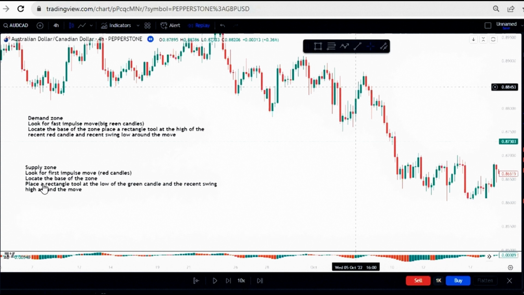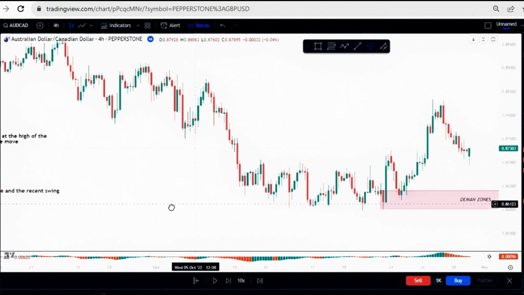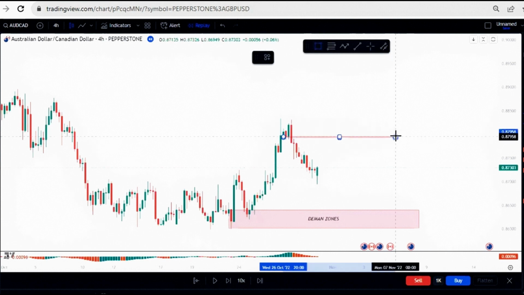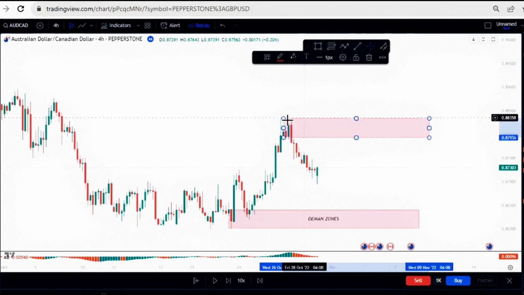Okay, you press a rectangle tool at the low of the green candle and the recent swing high around the move. Like in this example, we have these red candles with no wicks or with minimal wicks. So what you need to do is that you press your rectangle here at the lowest price of the green candle and the recent swing high around the move. So the plan is to go short when the price approaches this area.